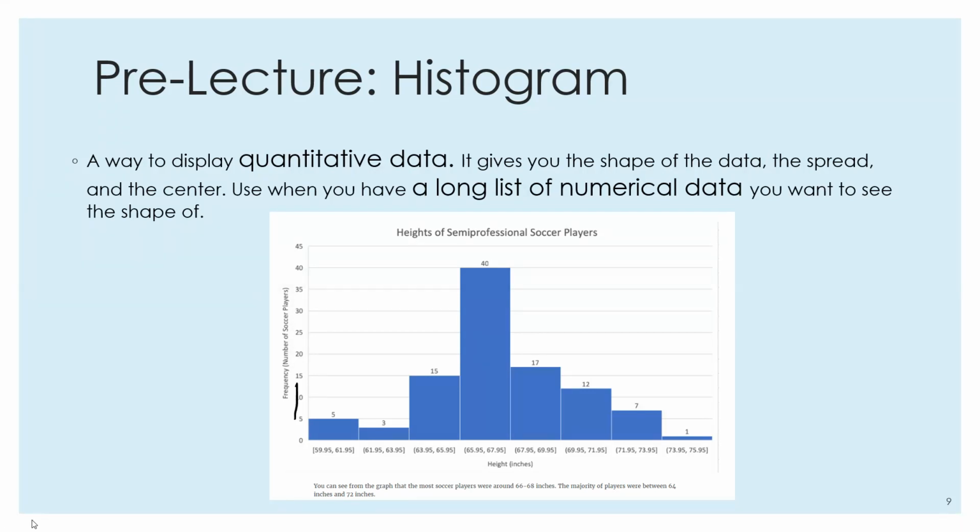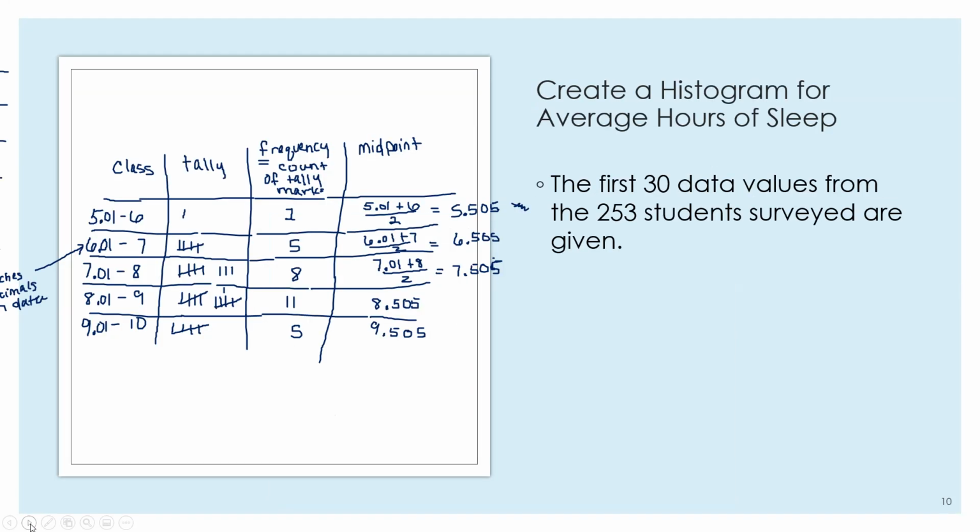So putting this into practice, the first thing that we're going to do is to create a histogram of the first 30 data pieces of our data set of the 253 students that were surveyed about the average hours of sleep. So in our previous video, we organized this data into a frequency distribution table, and I have that here in the white section. And now we're going to try to draw a histogram, so to visualize this to get a graph of it.